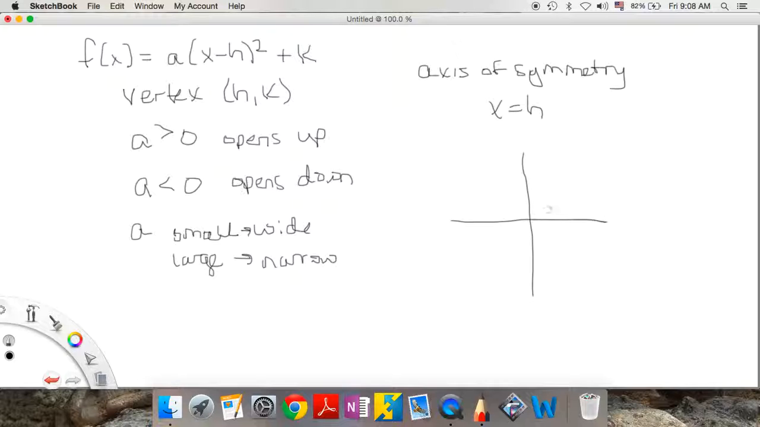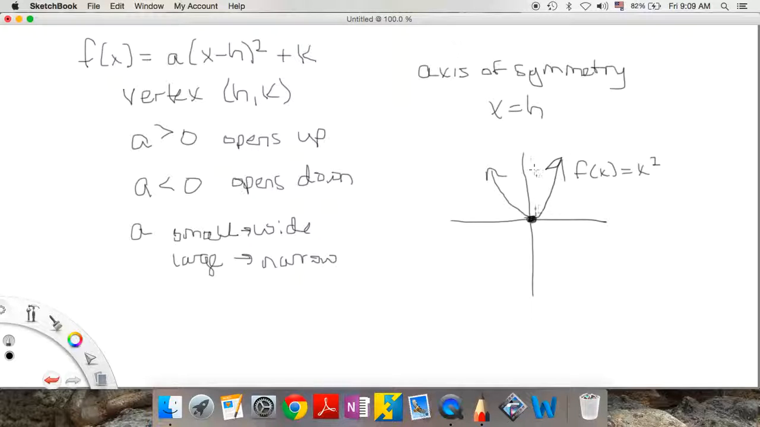For example, we looked at this one here, where we have f of x equals x squared. Well, our vertex, what's h? We have x minus, well, nothing, so h is 0, and we're not adding anything either, so k is 0. So our vertex is at 0, 0. Our number out front is positive, so it opens up, it's a bowl. And what's our number out front? Well, it's 1. So it's just a basic bowl. It's not real wide, not real skinny.